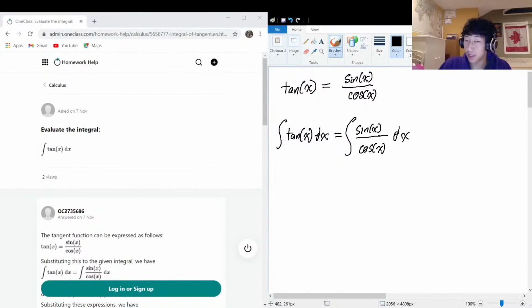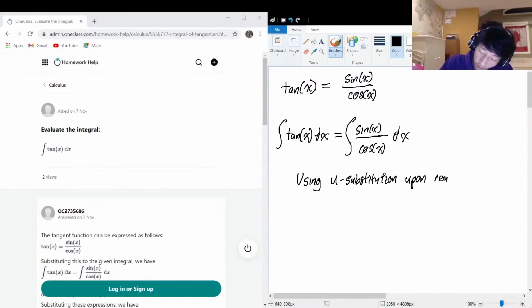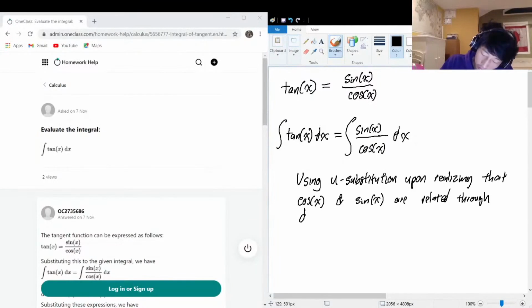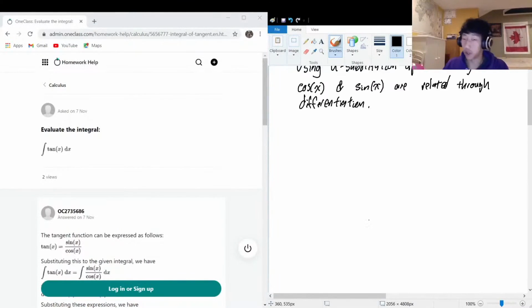That kind of points me in the direction of using u substitution, upon realizing that cos x and sine x are related through differentiation. Okay, so what should we set to u?